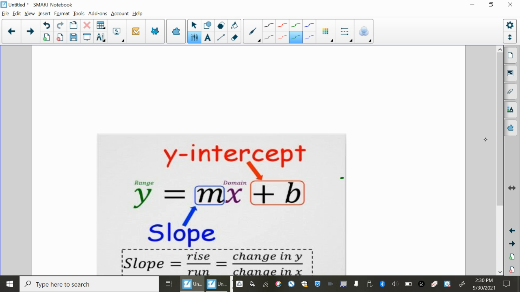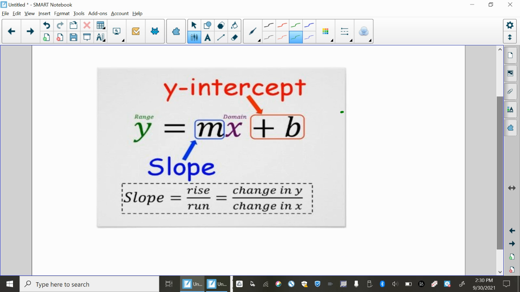Now, I like this slide here. Here's our slope-intercept form. Again, you could ignore where it says domain and range. Don't worry about that for now. With the y equals mx plus b, again, m is your slope, b is your y-intercept. Remember, slope is rise over run. Slope tells us how steep the line is.